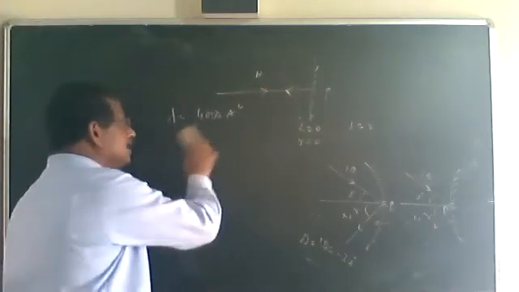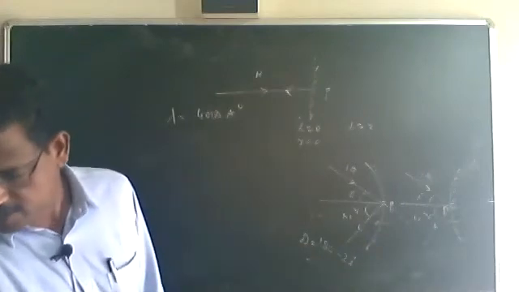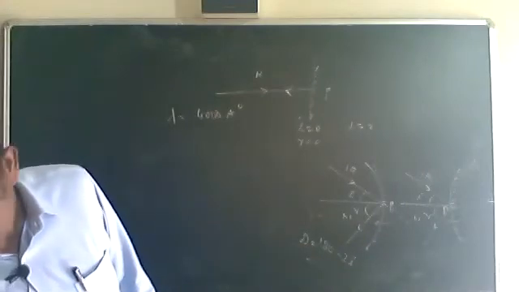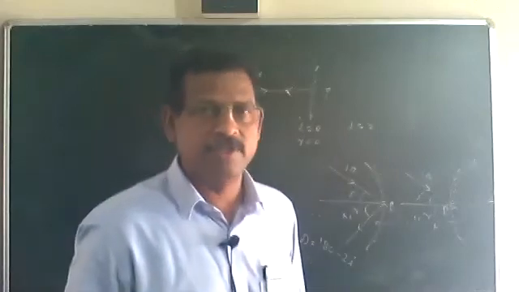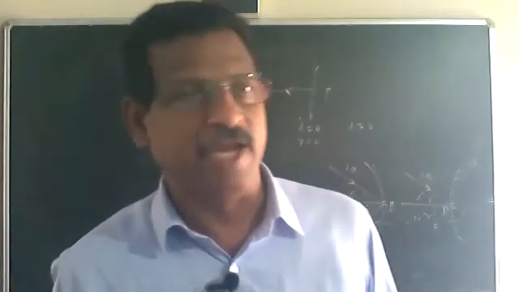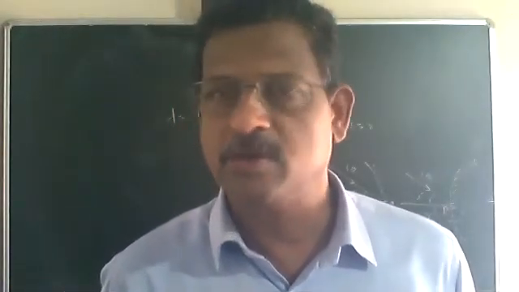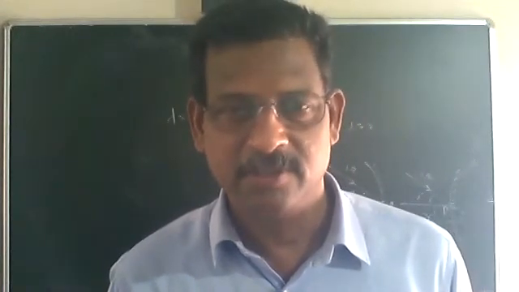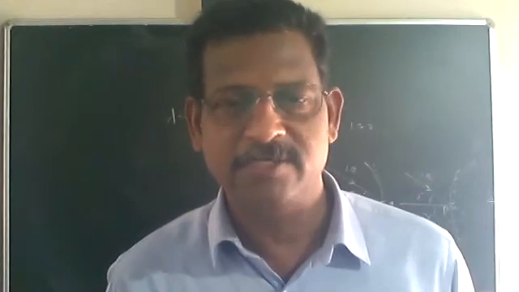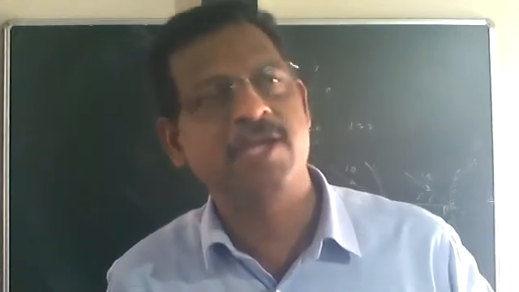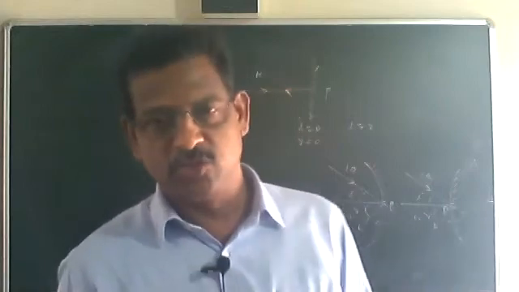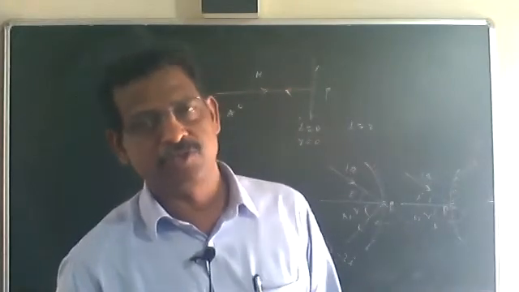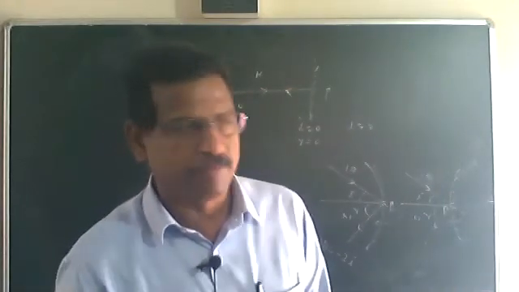Incident light wavelength is given to you, but you are asked to find the frequency of reflected light. So the first point you have to recognize is that there is no change in the wavelength, whether for reflected light or incident light. Wavelength remains the same. So the reflected light wavelength is the same. There is no change. So incident frequency and reflected frequency remain the same.